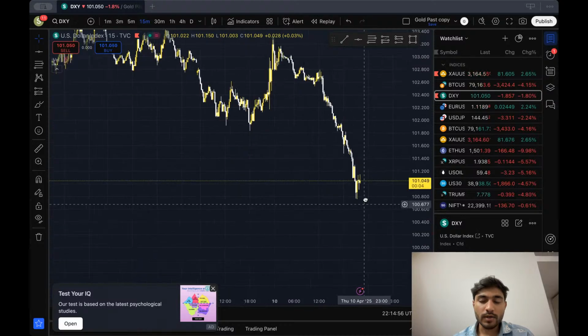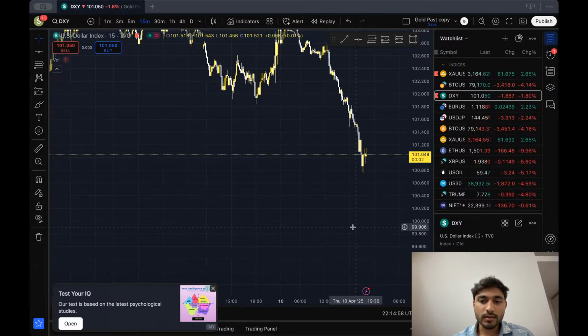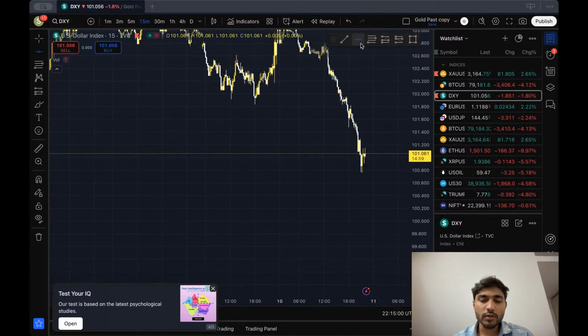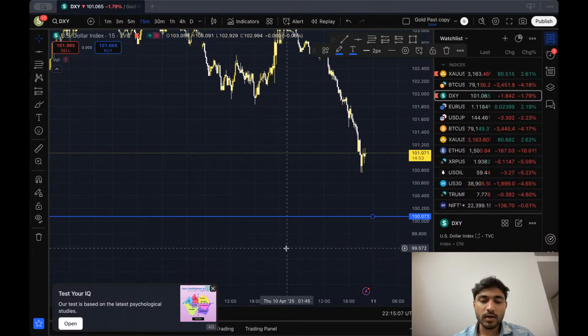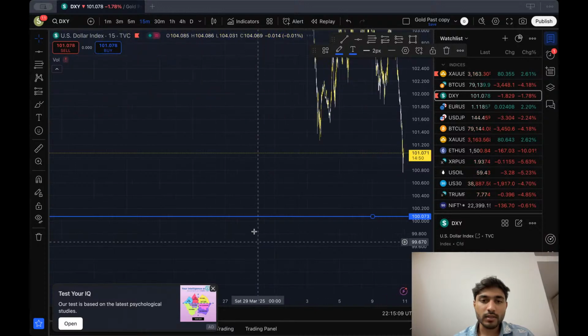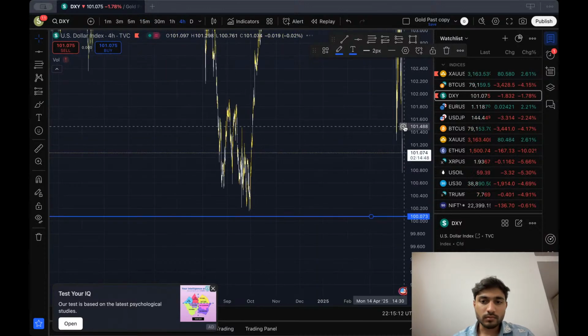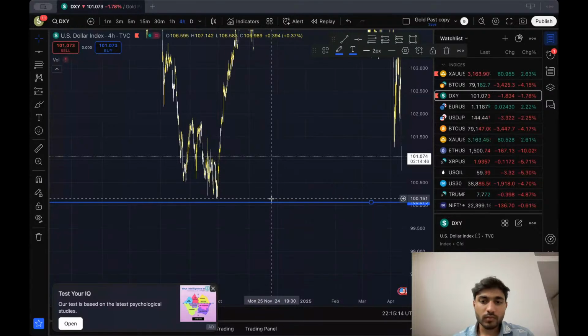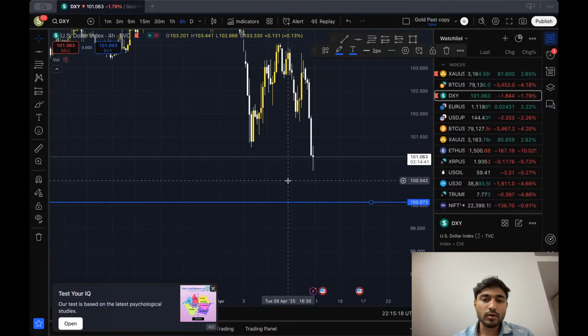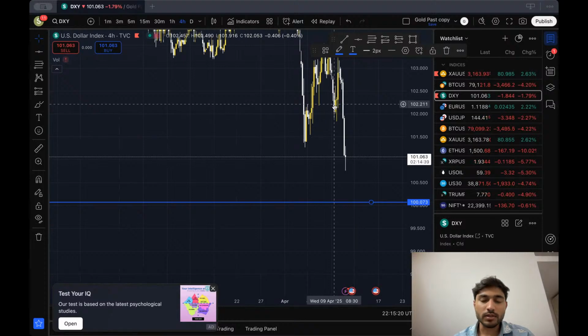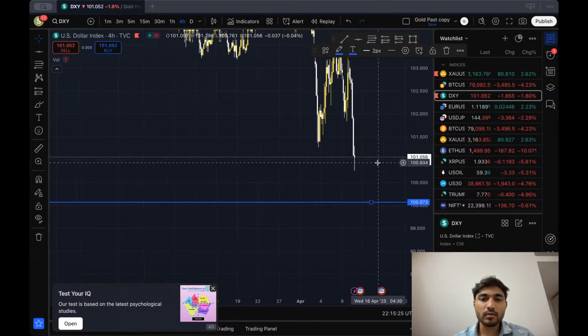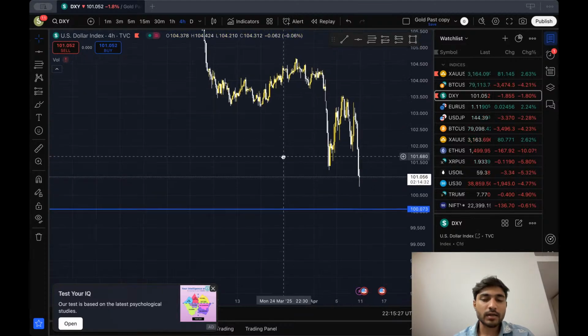I think it probably touched 100, and it is over here. It could be a support level for it at 100.1 or something around that level. It could take support. On these levels, yeah, 100.115, it could take support. But until then, I think DXY is most bearish right now. It's correcting. The markets are correcting right now.